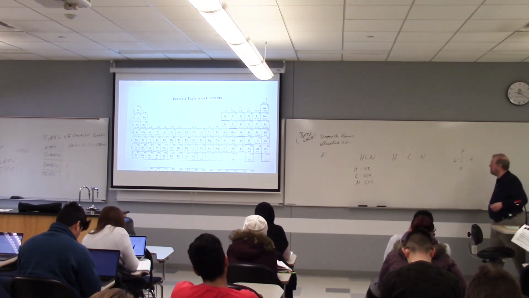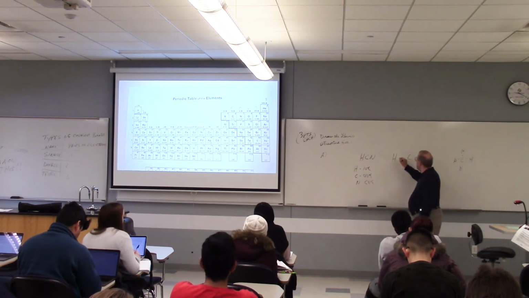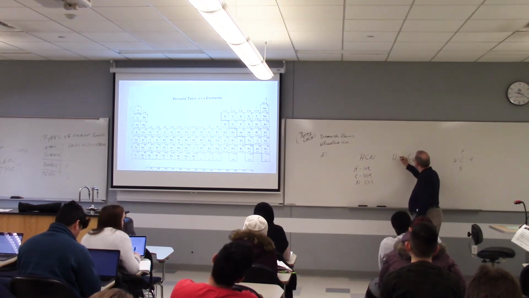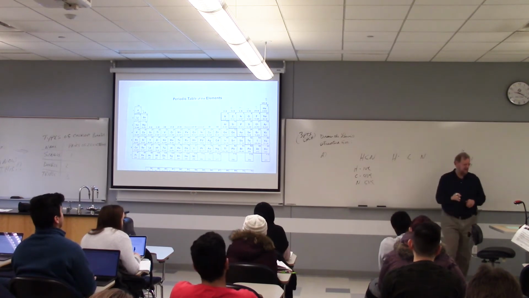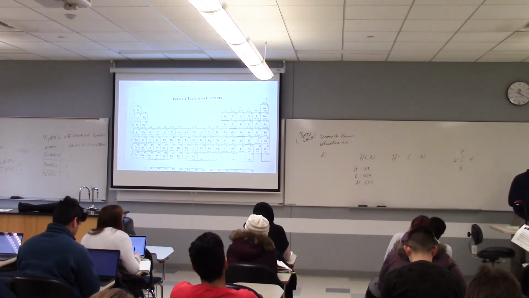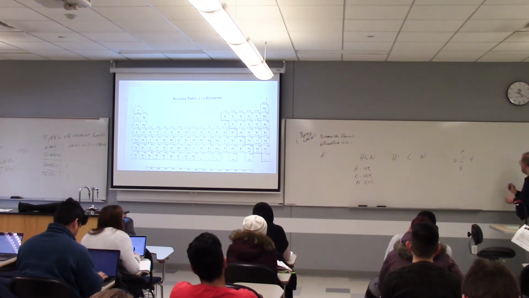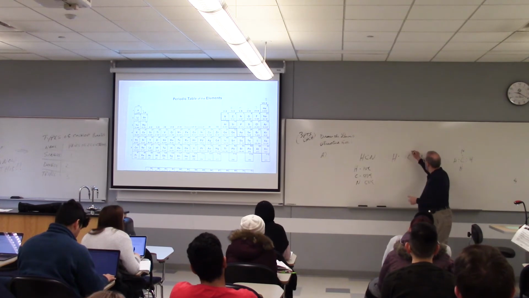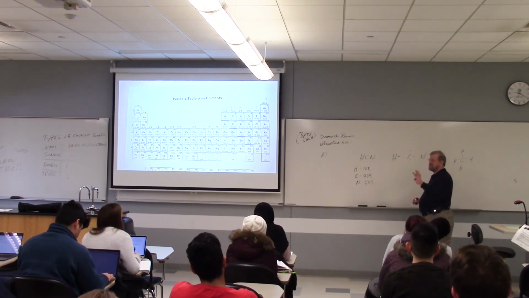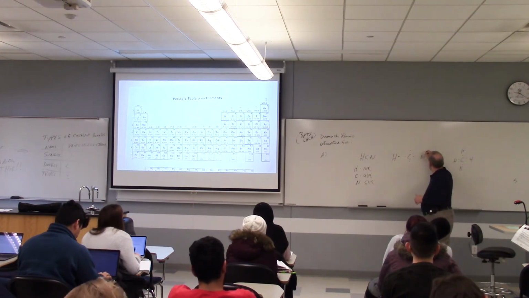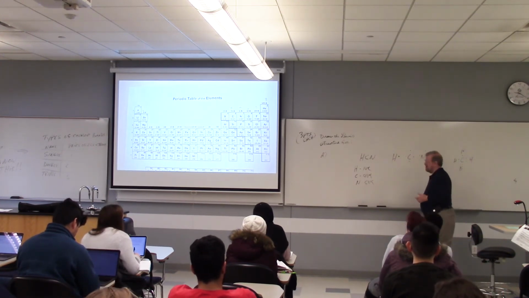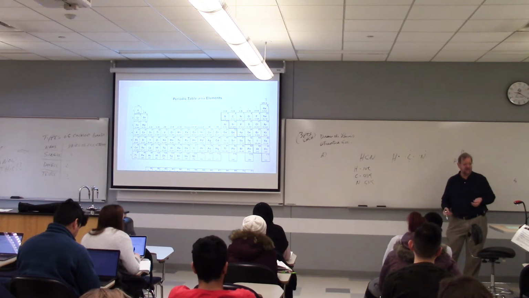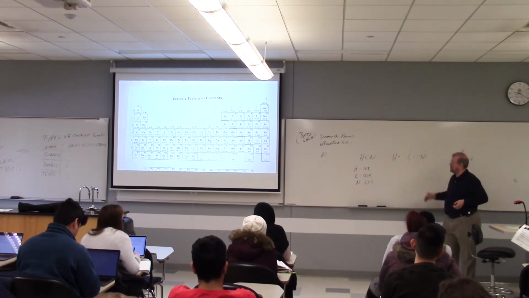All right, we know hydrogen has 1 valence electron, and carbon has 4 valence electrons, and nitrogen has 5 valence electrons. And now, how do we put this all together? I helped you out. Carbon is in the center.